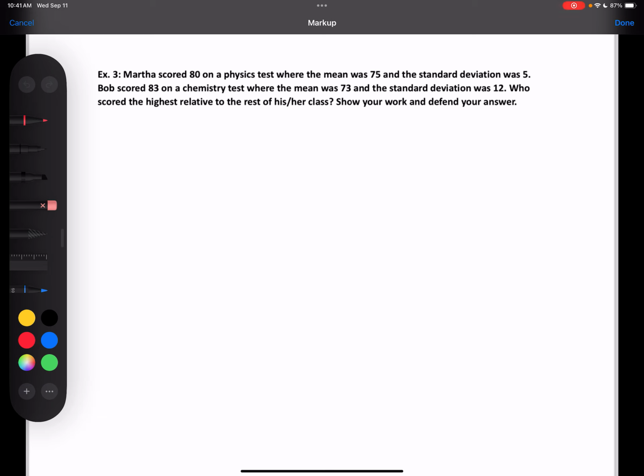So I like to start out with a picture. So I'm going to do 2 normal models using the mean and standard deviation for each one. So for the first one, for Martha, I'm going to do a little normal model.